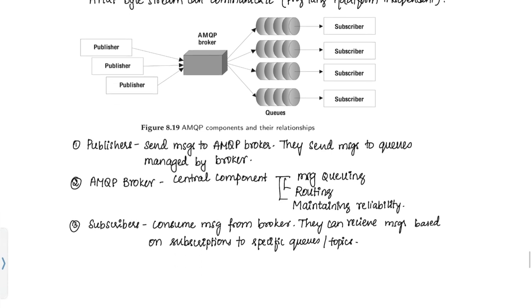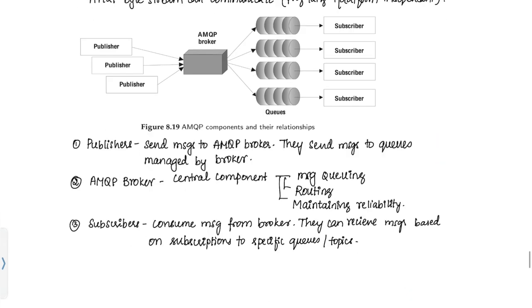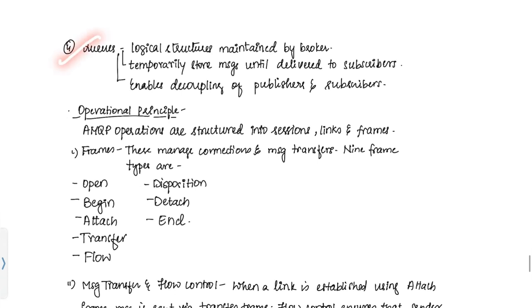Then we have subscribers here. Subscribers will consume the message from the broker. They can receive the message based on subscription to specific topics. So about the figure, all these components are well known to us. Moving further, we have queues, which are logical structures maintained by the broker. They temporarily store the message until delivered to the subscribers, which helps us decouple the publishers and subscribers.